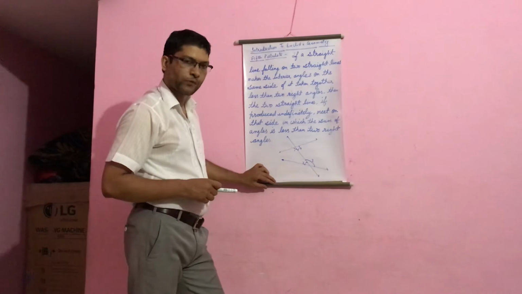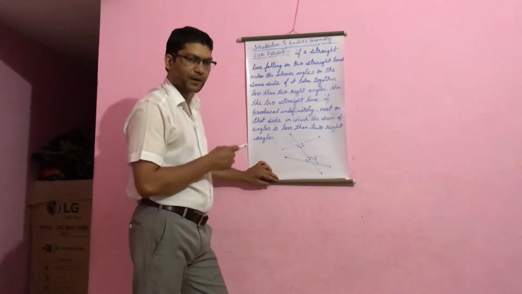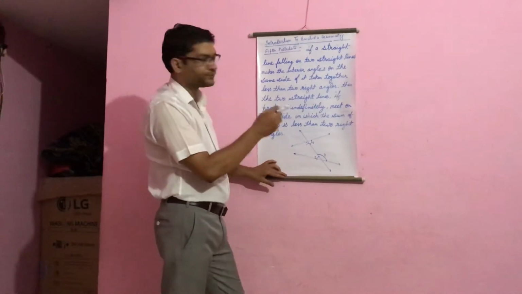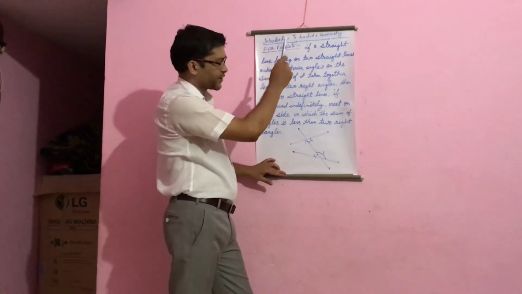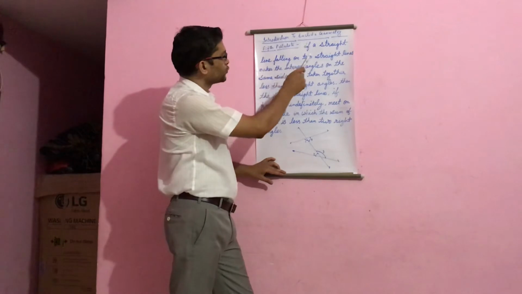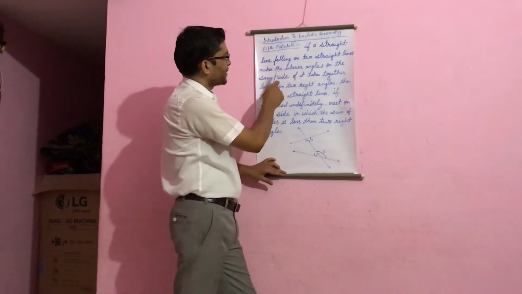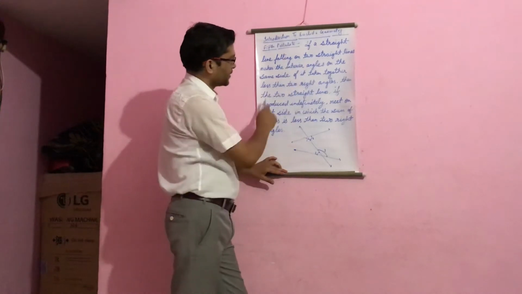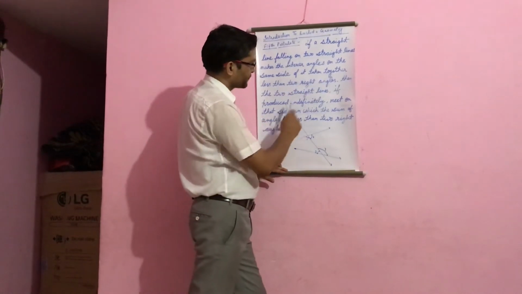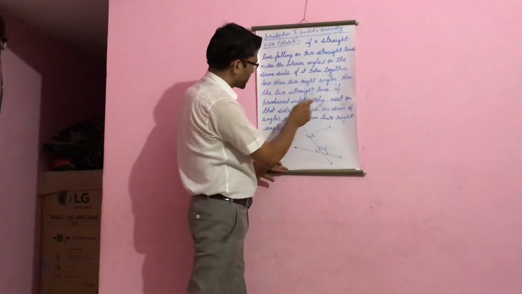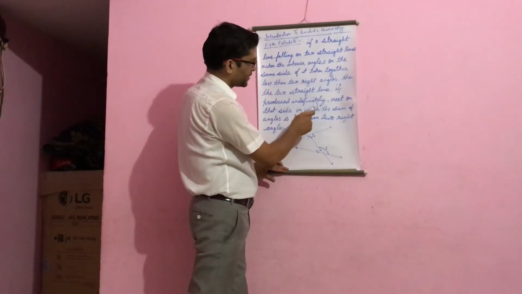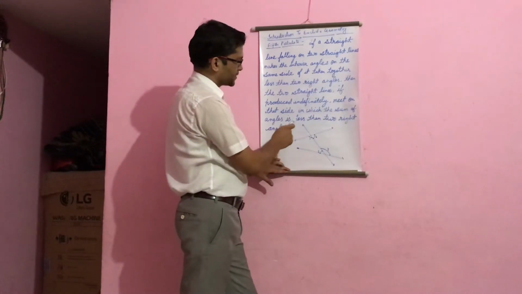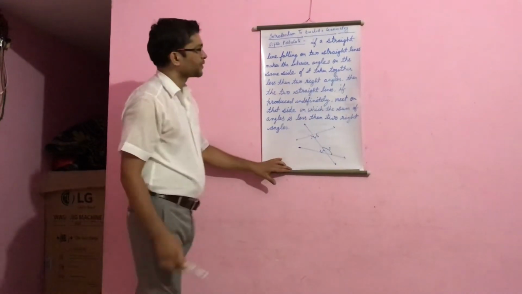It is slightly lengthy. We will understand it in parts. Let me read it for you. It is, if a straight line falling on two straight lines makes the interior angles on the same side of it taken together less than two right angles, then the two straight lines, if produced indefinitely, meet on that side on which the sum of the angles is less than two right angles.